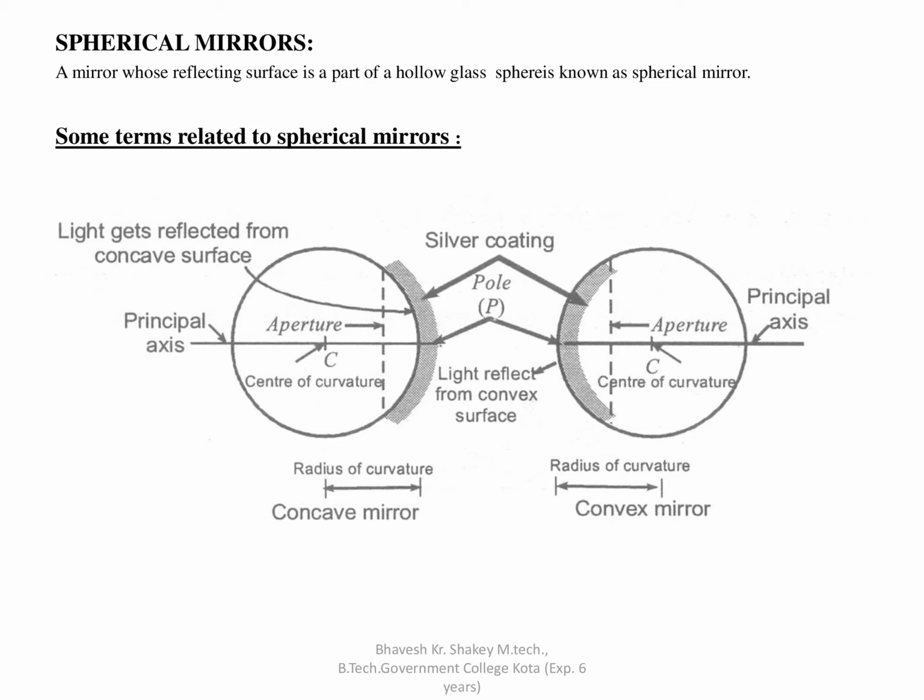Okay, so now you understand all the terms. The terms again we summarize. What is a pole? The center point of the mirror being formed is called the pole.